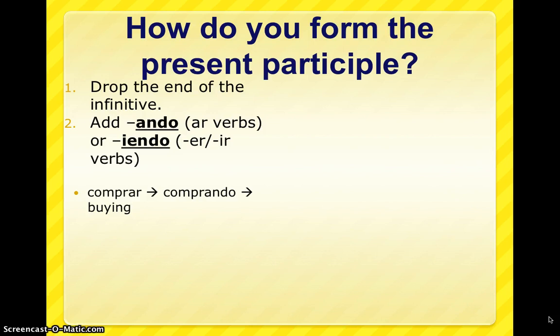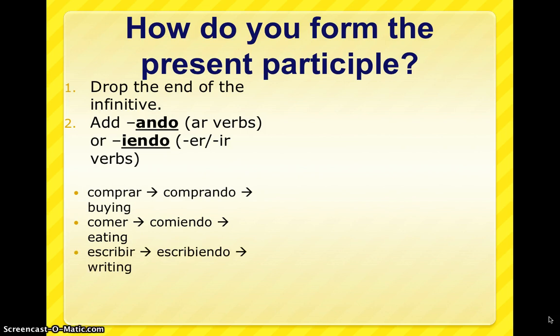For example, an -AR verb, comprar, we take off the -AR and then we get comprando when we add our ending. This would mean buying. Comer, we can take off the -ER and add -iendo to get comiendo, which would mean eating. And escribir, we would take off the -IR. Again, we add -iendo, just like we do with our -ER verbs, to get escribiendo, writing. So we can see that in English they have the -ing at the end. This is the gerund form that we would use in the present participle, or that we would use in the present progressive tense.